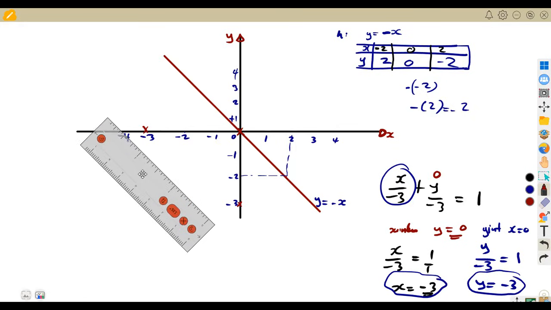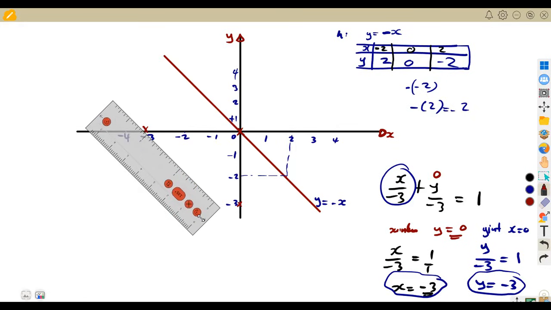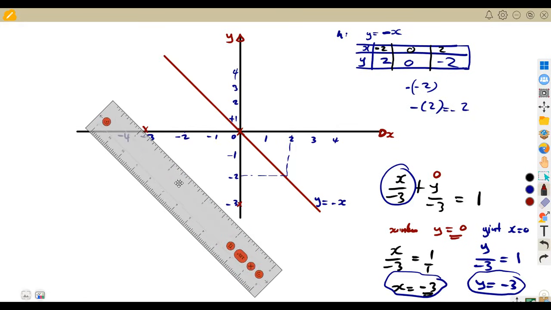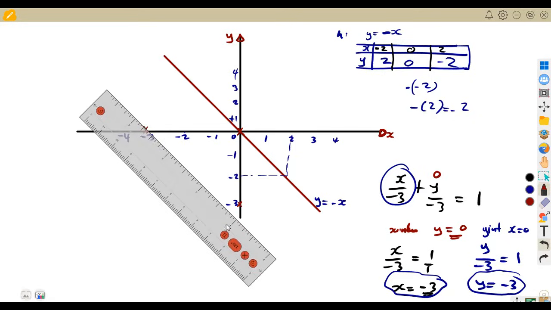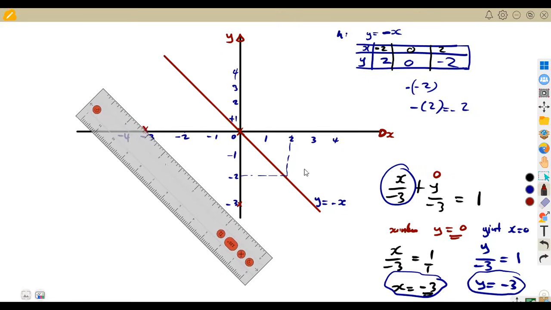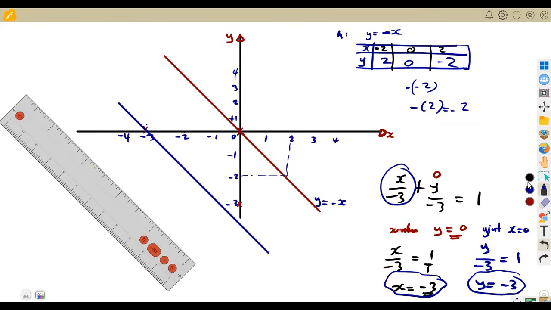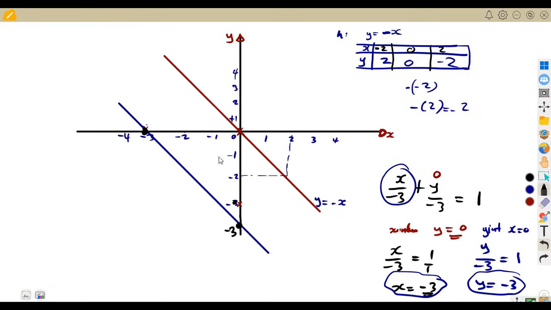But in this case, our graph is not properly to scale. If it was properly to scale, our minus 3 was supposed to be like here, because this one can actually give me the scale later on. So this is where our minus 3 was supposed to be, and this is where our line was supposed to be. Your line is going to be like this, all right?